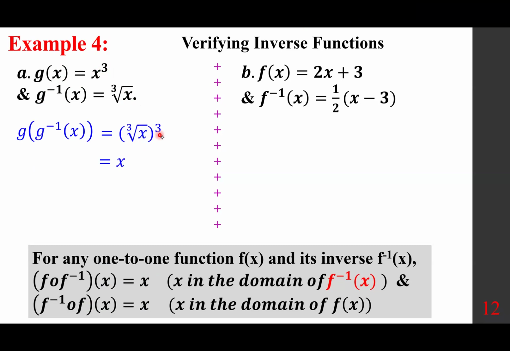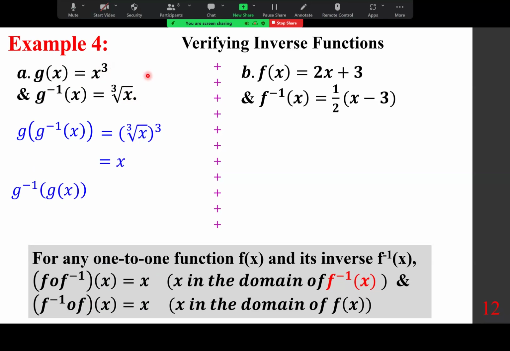Now, g inverse of g of x, which means we are going to replace this x with x cubed, and cube root of x cubed obviously is x. So that is simple to verify. We proved, because we verified the inverse function. By the way, as long as one of them works, the other one works. You don't have to necessarily show both, but we are doing it for practice. And as long as one of them works, they are inverse of each other.